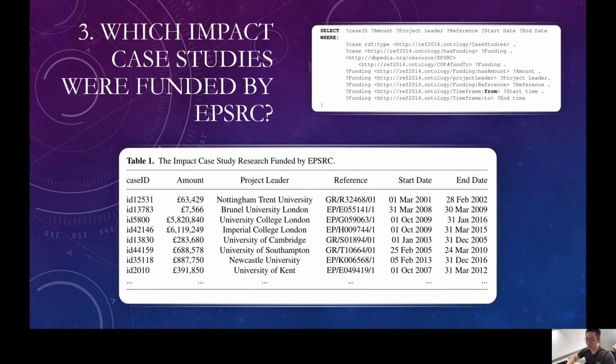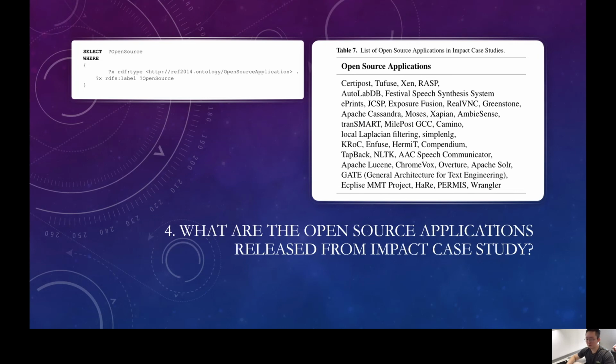In this query, we expand the details of grants from EPSRC. Some of the data were crawled from the EPSRC website, because not all of the case studies provide the amount of funding they received in the text. This is one of the key factors we believe generates the impact in the case study. This query is just to show a list of the open source applications released from the impact case study. For further analysis, we can also ask questions like which company has used these applications.